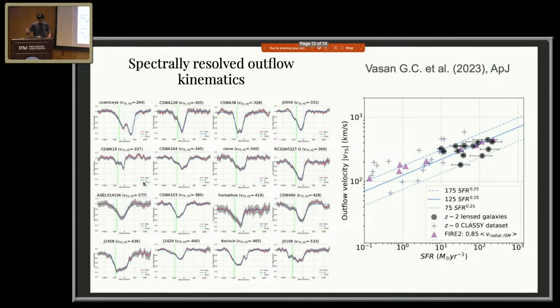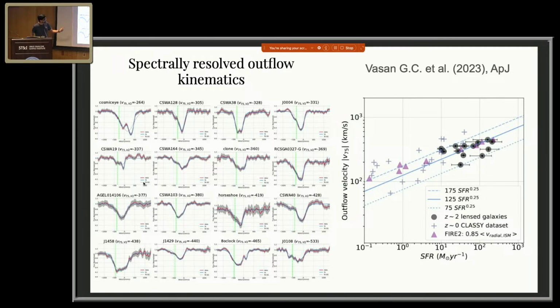The first project is about spectrally resolving these outflow kinematics in these cosmic noon galaxies by using the ISM absorption lines. These are from the warm, 10 to the 4 Kelvin gas phase, and the ISM absorption lines are shown on the left here, showing a clear blueshifted absorption. But you can see quite a bit of variety in the ISM absorption profiles.